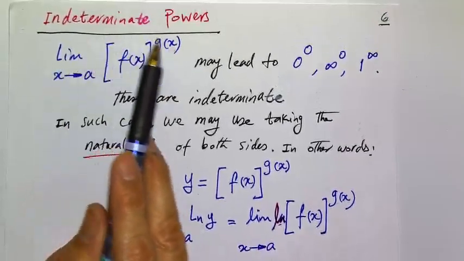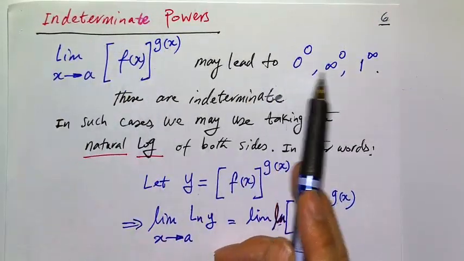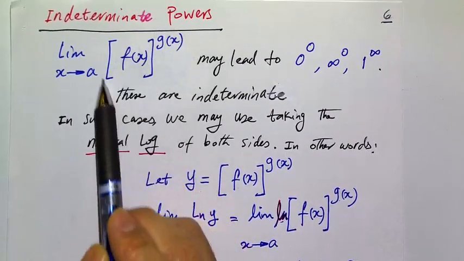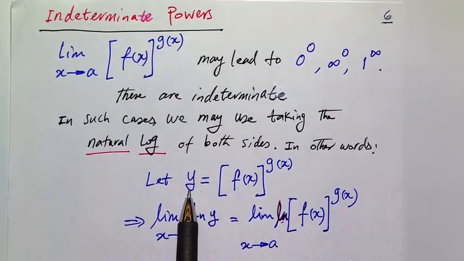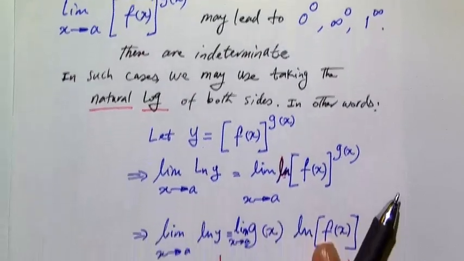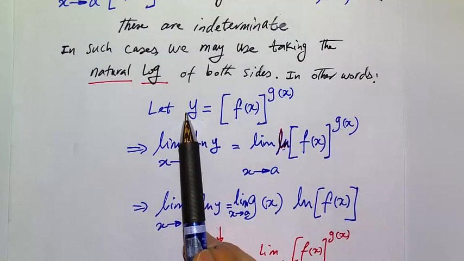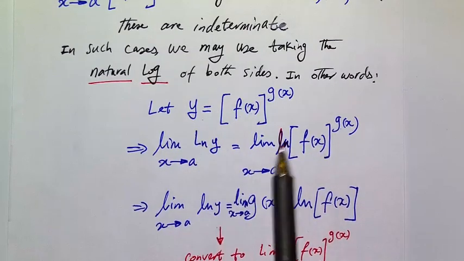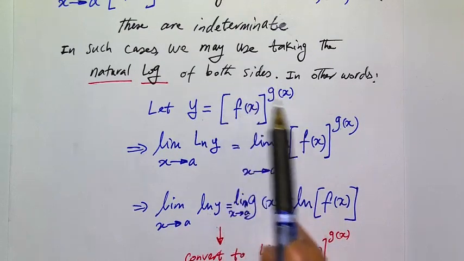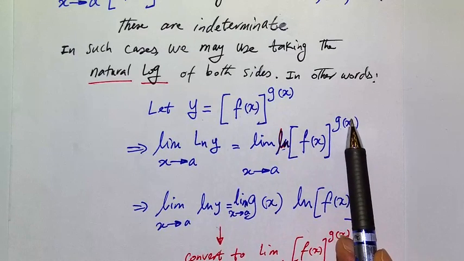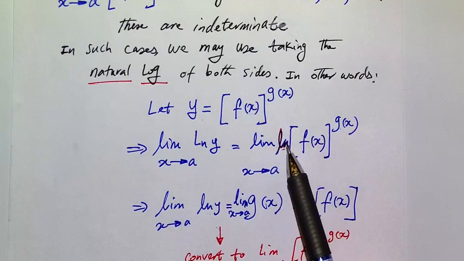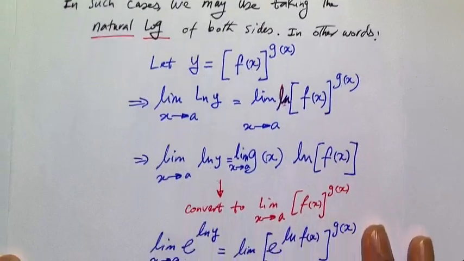Suppose we have an original expression that leads to one of these indeterminate forms. What we do is set the expression itself to y. Let y be all of that expression. After that, we take the natural log of both sides. Natural log of y equals the original limit of the natural log of this whole expression. By the properties of natural logs, this helps us bring this power down in front of the natural log, right?